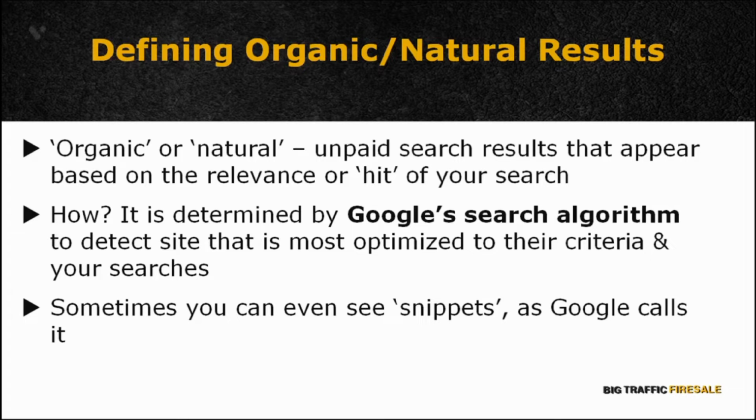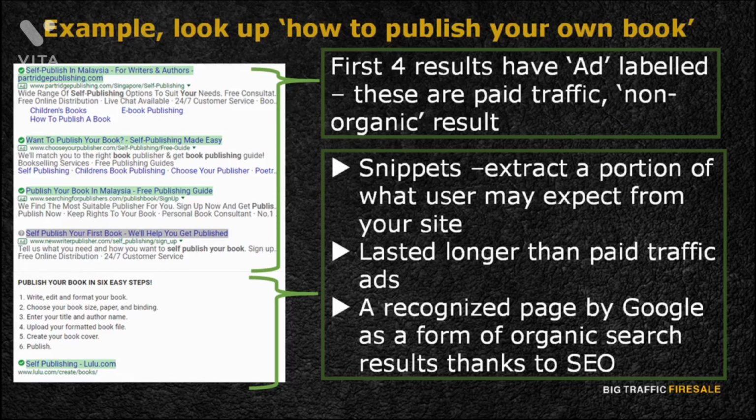What is the algorithm behind Google search for SEO, you ask? We will uncover that during our special step-by-step on how to optimize your site. For now, here's a better picture of these organic search results. Say, for example, you look up in Google browser how to publish your own book, or simply publish your book. You'll see up to 10 search results from this first page.